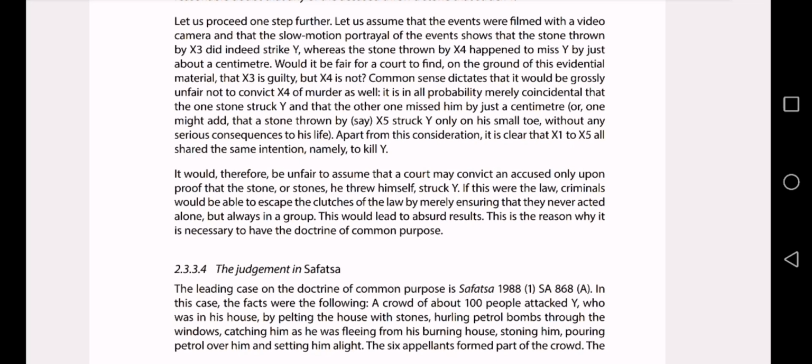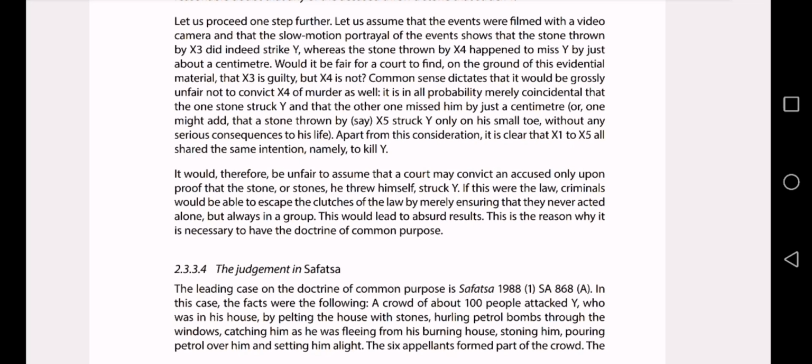Or one might add that a stone thrown by, say, X5 struck Y only in the small toe without any serious consequences to his life. Apart from this consideration, it is clear that X1 to X5 all share the same intention, namely to kill Y.